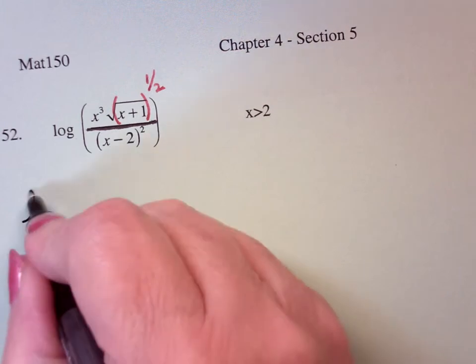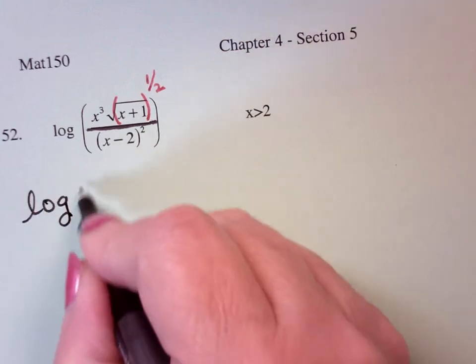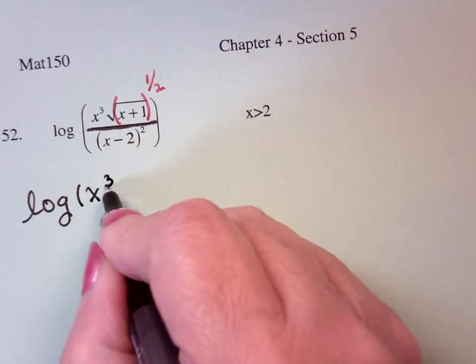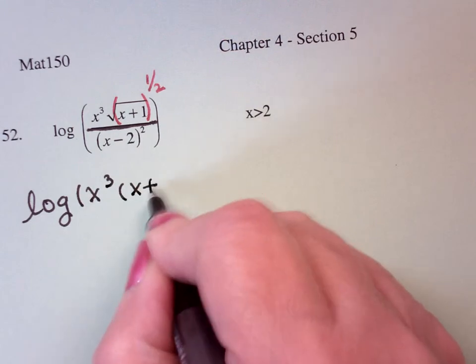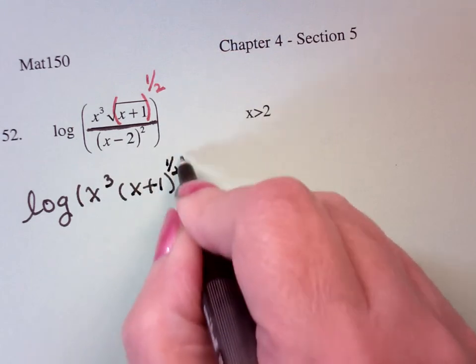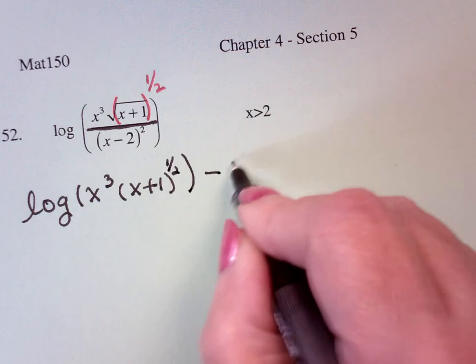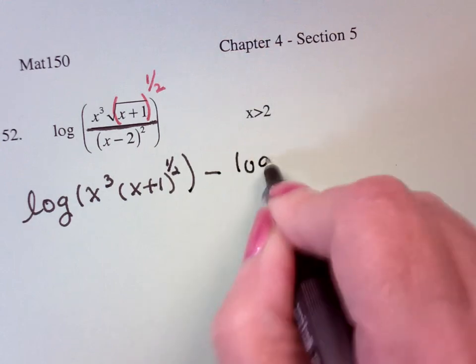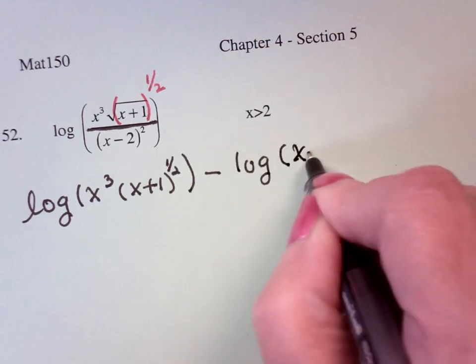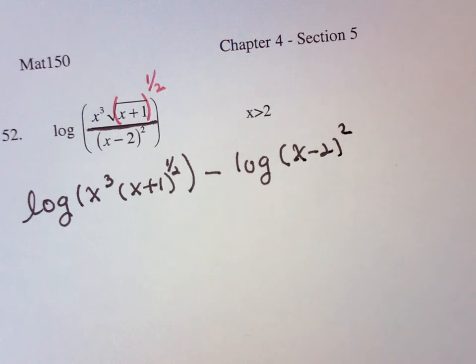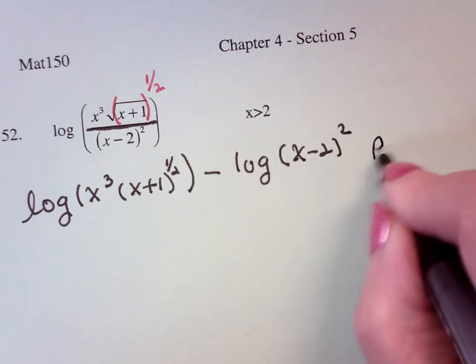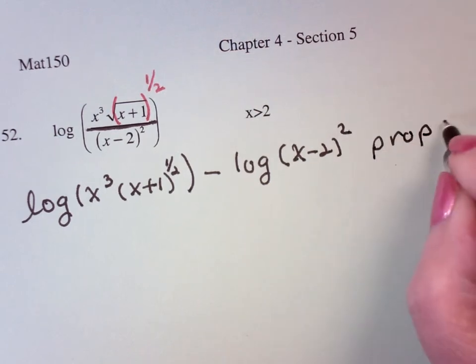So this becomes the log of the numerator subtract the log of the denominator. And of course then this is property 2.